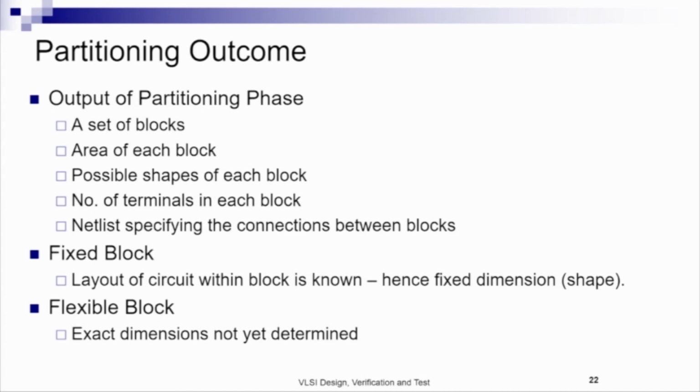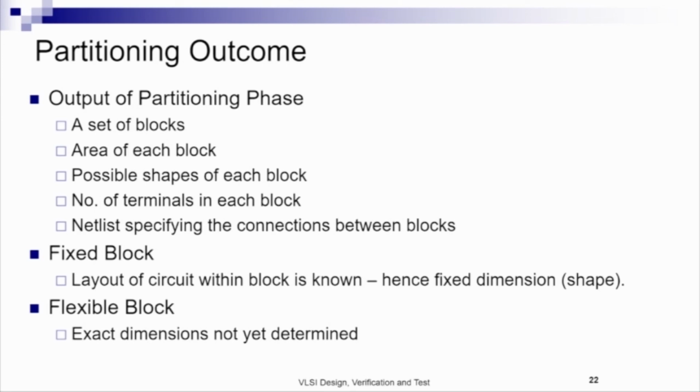because we know how many wires will cross a given partition and go to other partitions, and hence we know how many terminals we will require, because external connections across a partition can only be done through terminals at the periphery of each block, and we have a netlist specifying the connections between blocks.